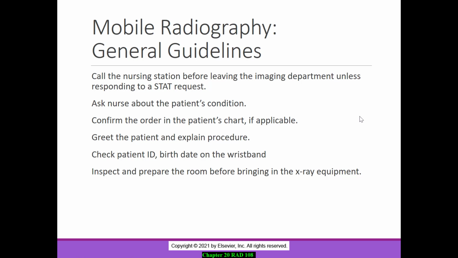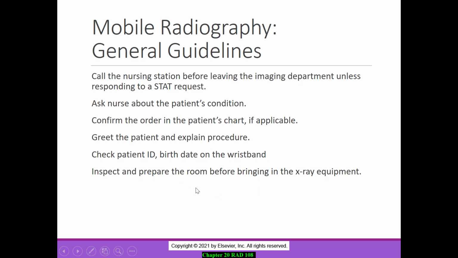So some general terms that you need to be aware of: calling the nursing station before leaving the imaging department unless it's responding to a stat request. If the nurse is available, you want to talk to them about your patient's condition, especially if it's someone you've never radiographed before. So confirm your patient's order in your chart if applicable, so some have that readily available. And then make sure that you're going through your patient assessment. Greet your patient, explain the procedure. Communication is very important. You're going to check that patient's ID band so that it'll be listed along with the birth date to confirm that you're x-raying the correct patient.